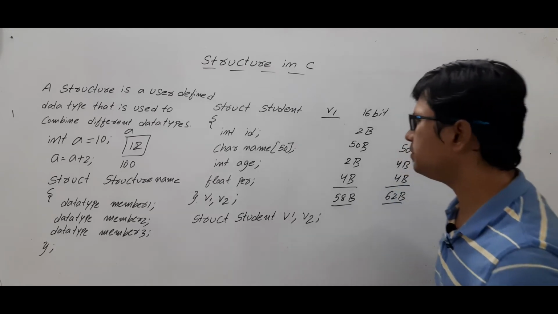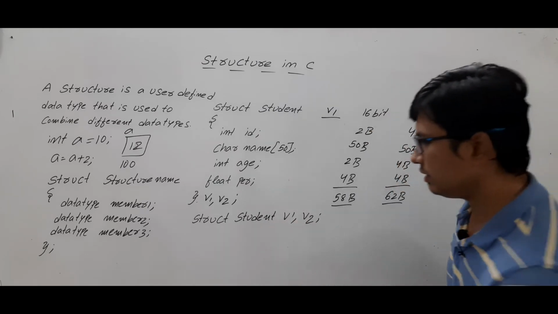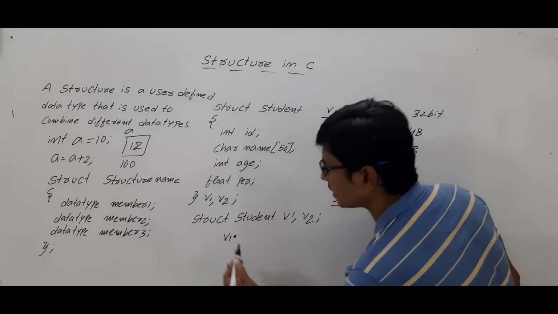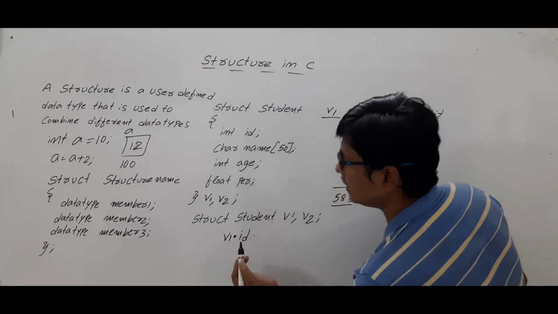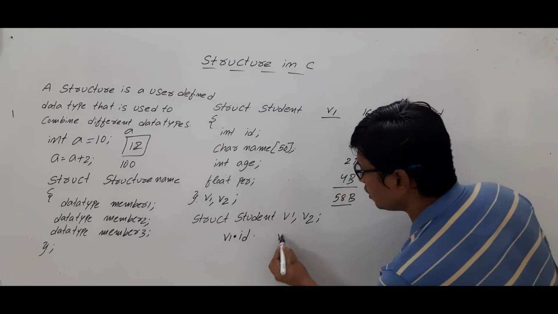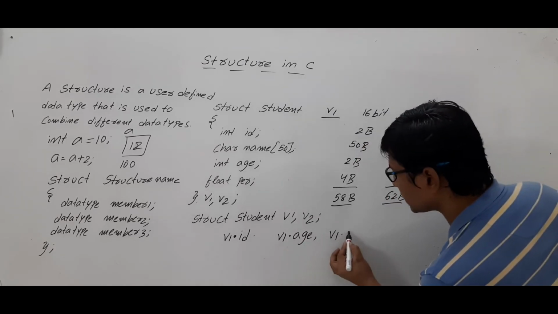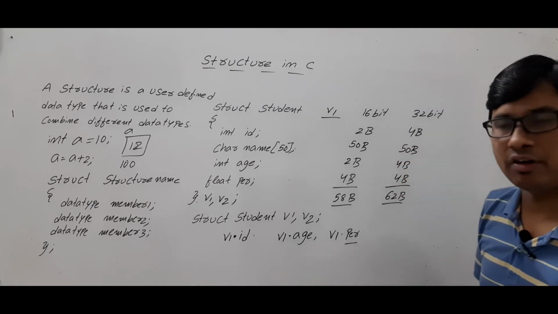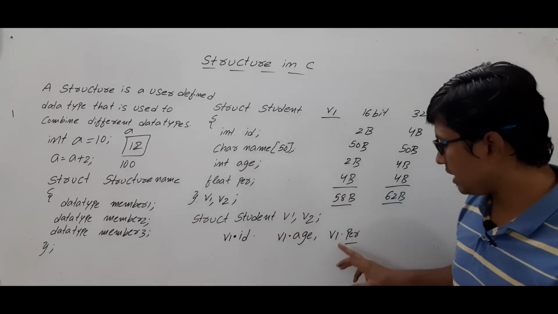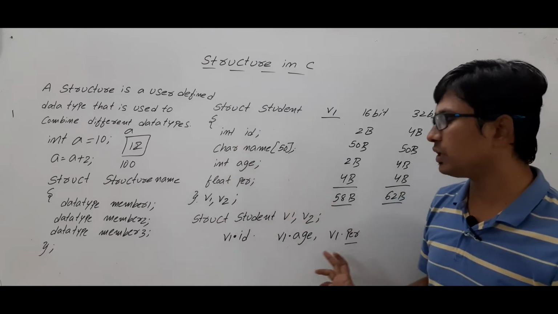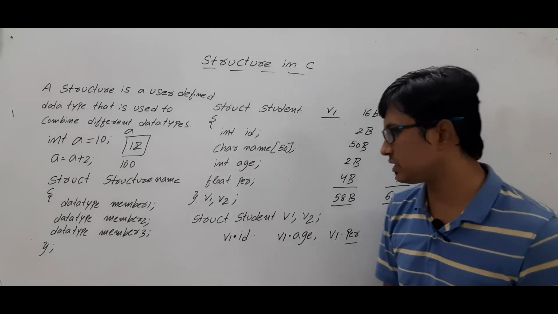Okay, now let's take that I want to access the student ID using the variable v1. Then I can write v1 dot, I can use a dot operator. Then the member, so v1 dot id, like that you can access. Similarly, you can access v1 dot age, you can access v1 dot percentage. So here per is the member of a structure and v1 is the variable of a structure, and we are using a dot operator. So using that one, we can access the members of a structure. Is it clear? Are you able to understand?